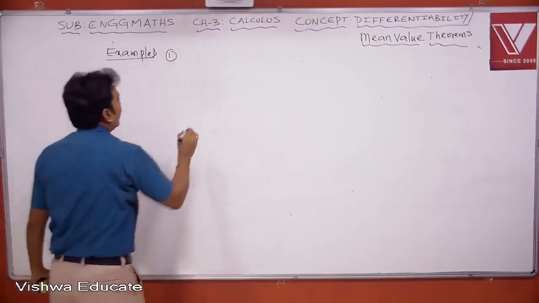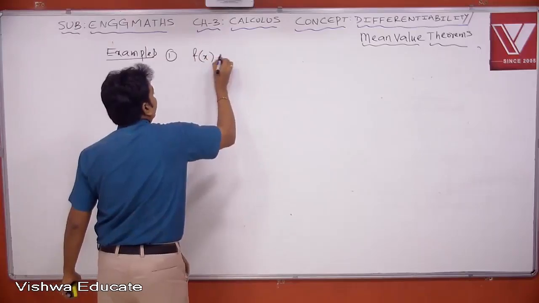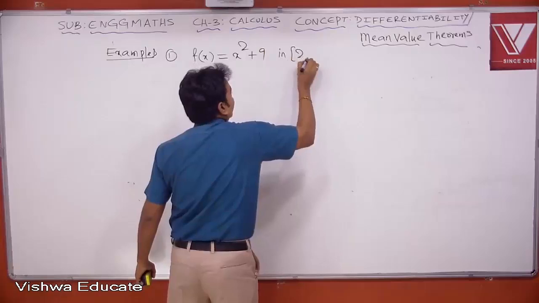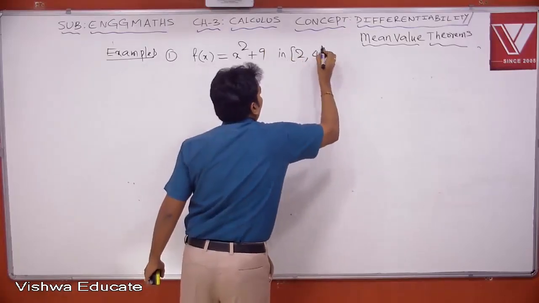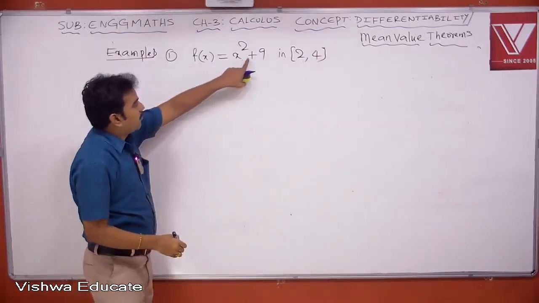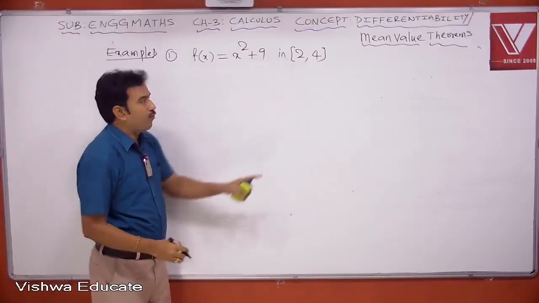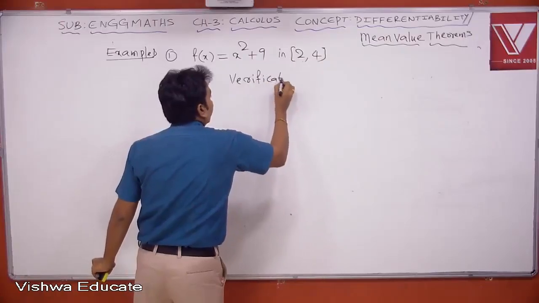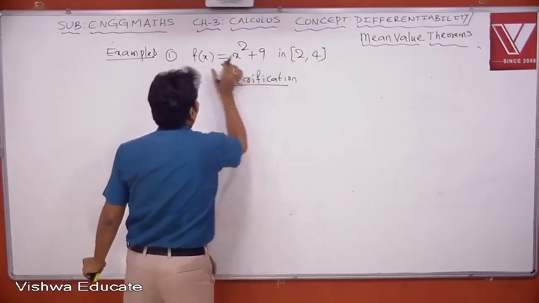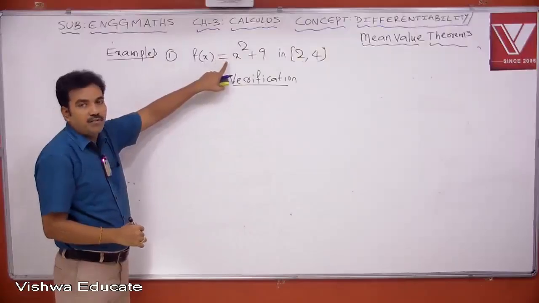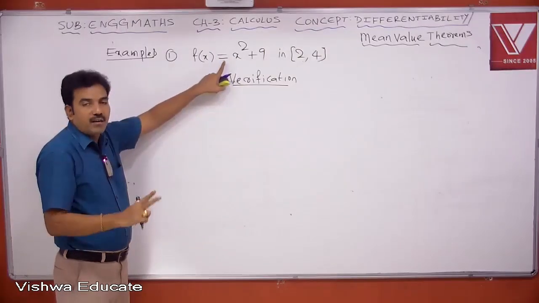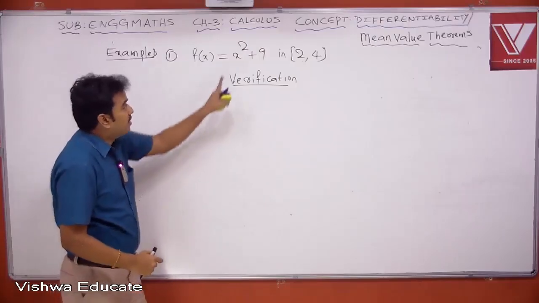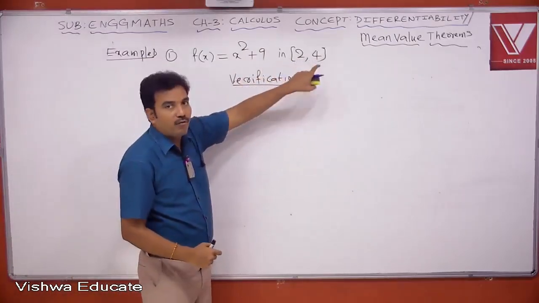First one. Suppose we have a function f of x equal to x square plus 9 in the closed interval 2 comma 4. Now let us verify the mean value theorem for this function. Verification. What do you mean by verification of Lagrange's mean value theorem? We need to verify whether this function fulfills both the conditions of Lagrange's mean value theorem. Once it fulfills both conditions in this interval, I need to find f dash of c and make sure that c belongs to this open interval 2 comma 4.